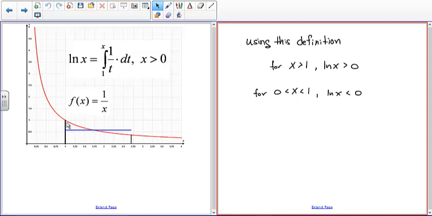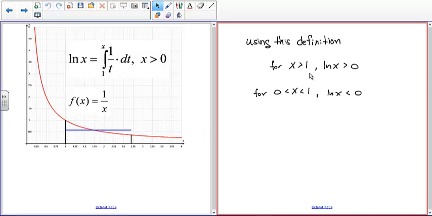as the area underneath the curve from x equals 1, or t equals 1 in this case, to t equals x. And if you go to x equals 2.718, you get an area of 1. The natural log of e is 1.